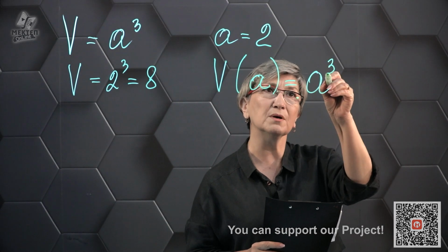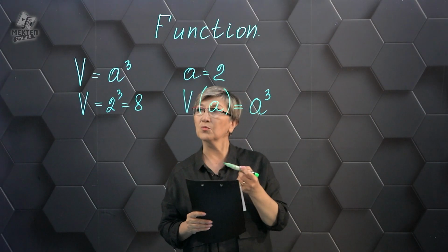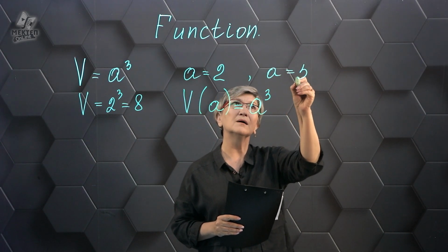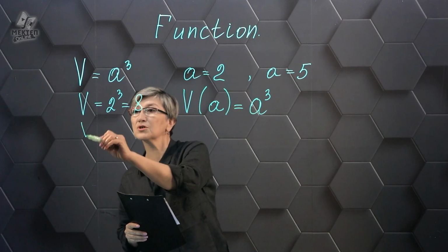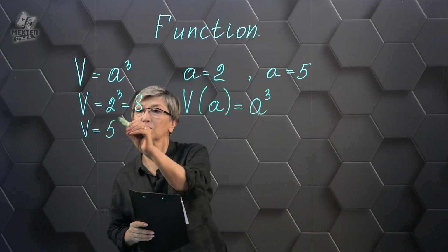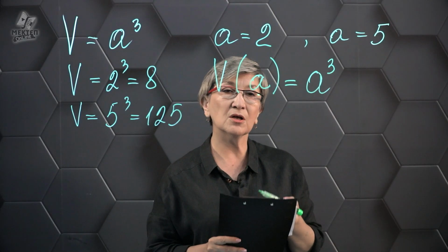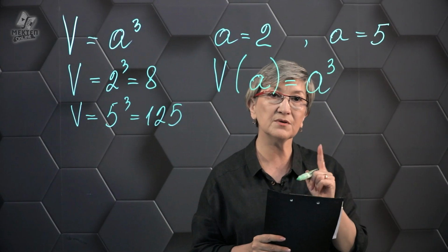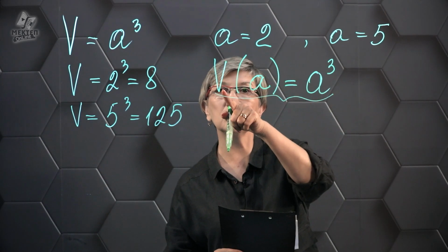If we need to find the volume of a cube if the side length is 5, then by substituting into our formula, we can write that V is 5 cubed, and that equals 125. But we must learn how to write this functional relationship correctly. Notice that in this formula, I wrote down that volume depends on length.